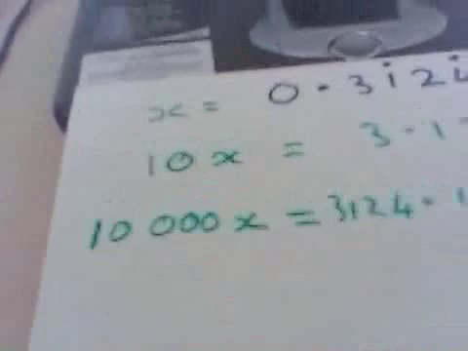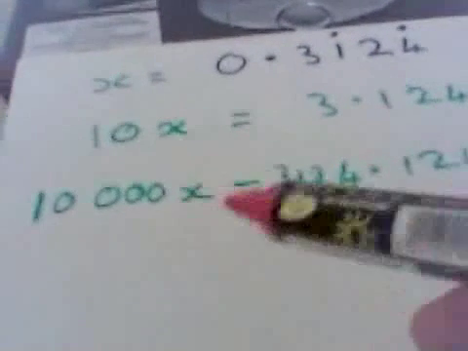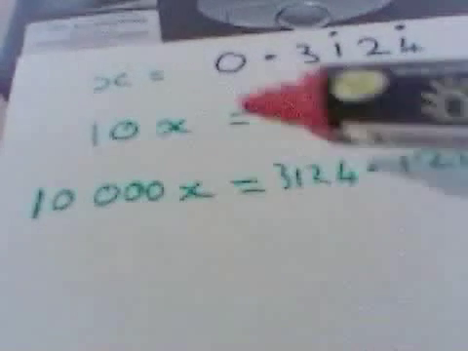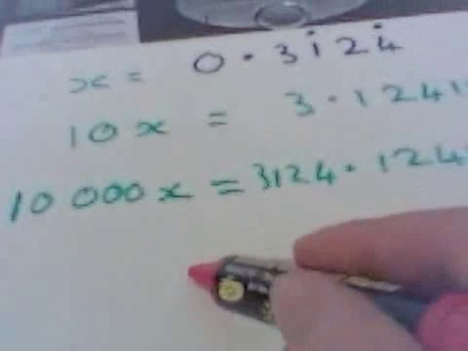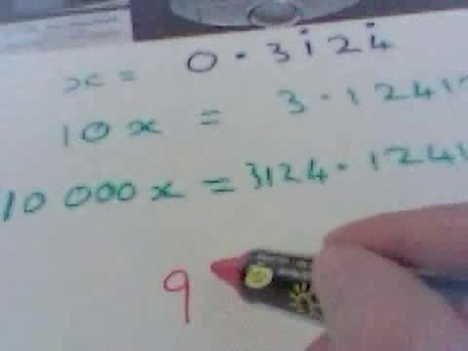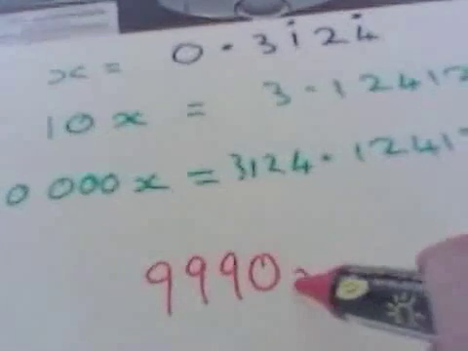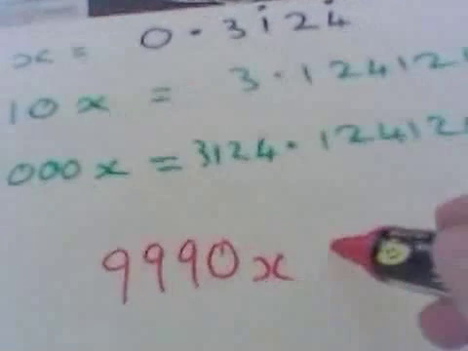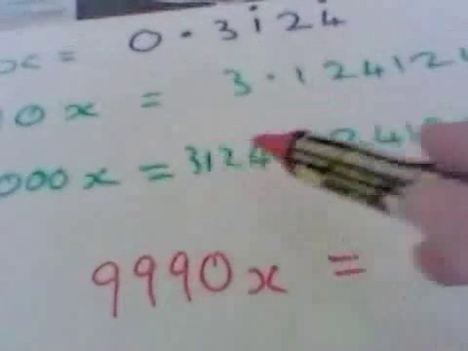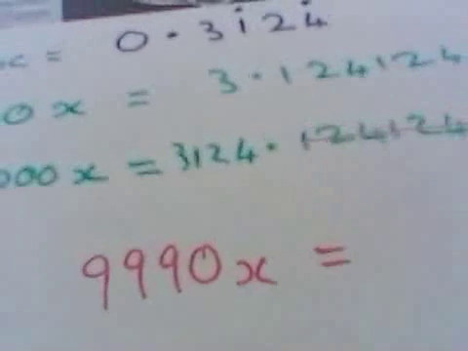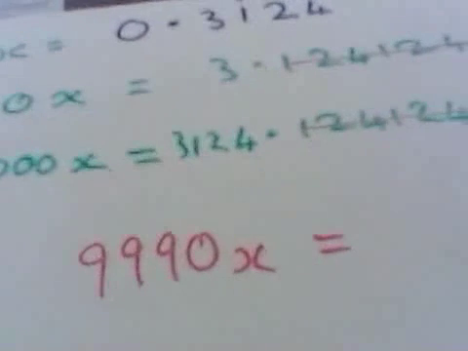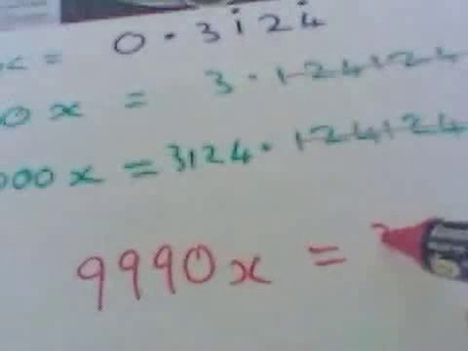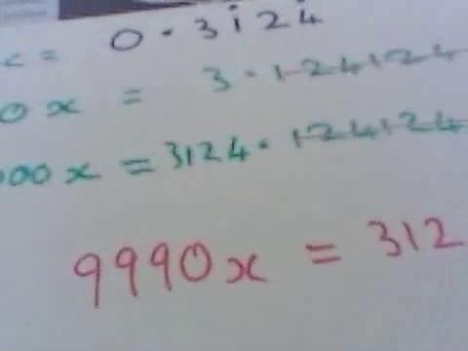Okay, I'm going to do the subtraction now. This is the larger number, so 10,000x take away 10x is 9990x. And then if I get this one and take away that one, I lose all of the recurring decimals, and that will leave me with just 3121.